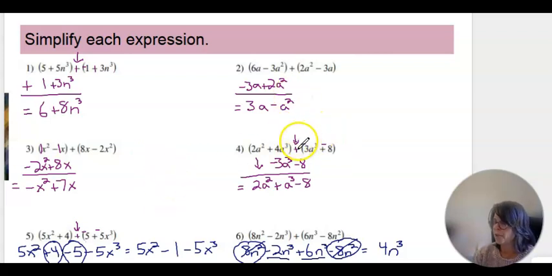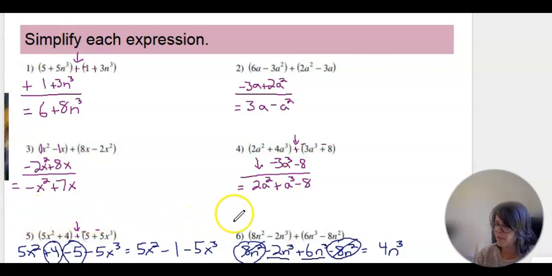Number 4 was a subtraction problem. We added the opposite of everything in the parentheses that followed. Notice that that negative 8 did not have a like term to line up underneath. So I just put it out here at the end, and I had to account for everything in the answer. Whether it had a like term or not, it was included in my final result.